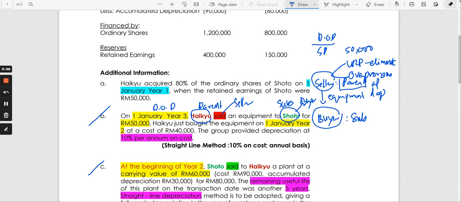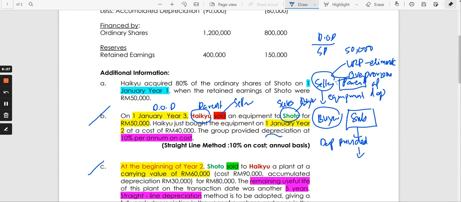Here the seller is the parent. But the depreciation that would be adjusted is the depreciation of the buyer. For the buyer, depreciation will be provided based on the price that was purchased, that was 50,000. So the depreciation provided based on the purchase price is slightly higher than the depreciation that has been provided by the seller, which is based on cost.